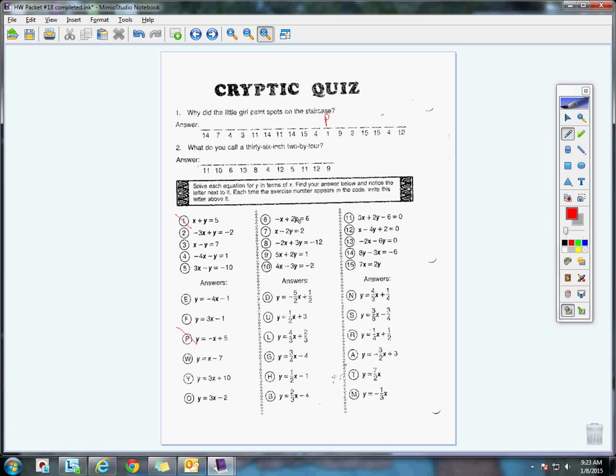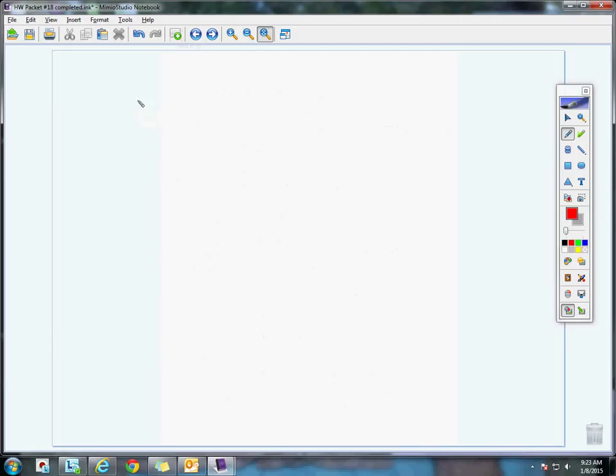Alright, I'm going to do one here in the middle. We'll go ahead and do number 6. We have negative x plus 2y is equal to 6. So negative x plus 2y is equal to 6. Okay, so again, that's in standard form. We're going to go ahead and put it in slope-intercept form.